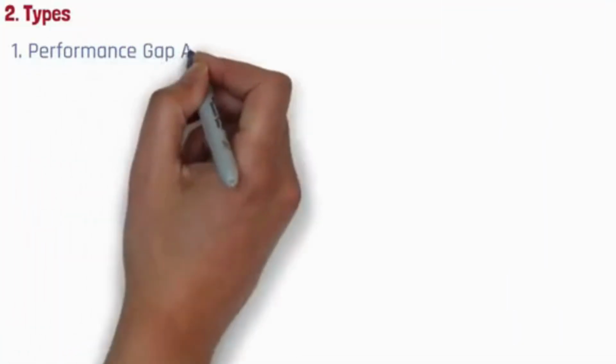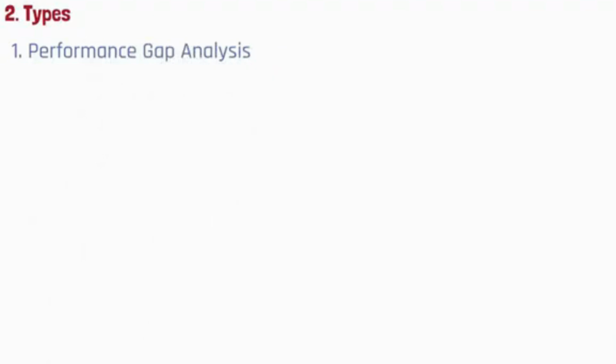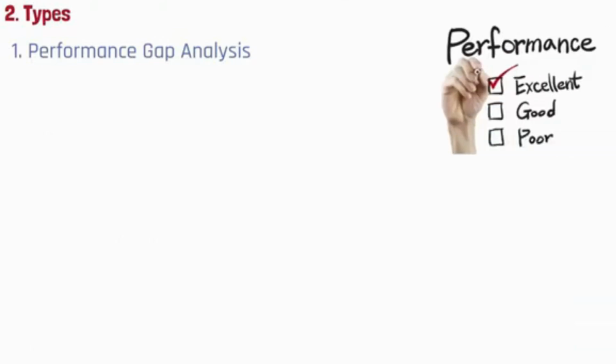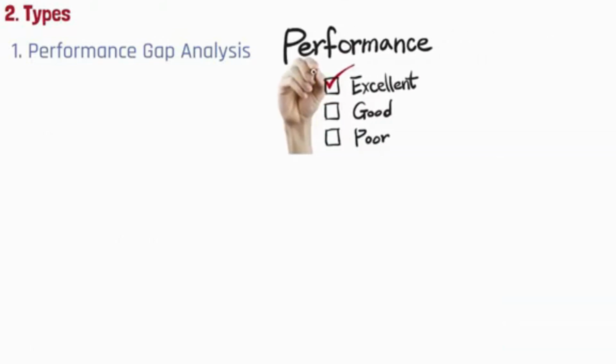Section 2. Type Number 1. Performance gap analysis. Performance gap analysis assesses the difference between actual performance and desired performance, helping organizations identify areas for improvement and aligning activities with performance goals.